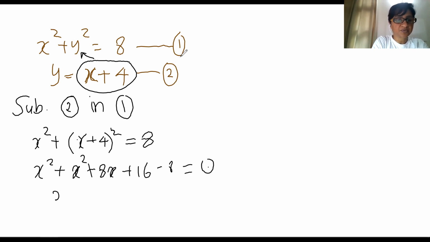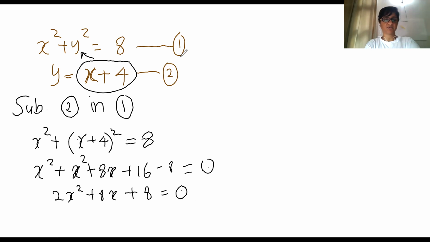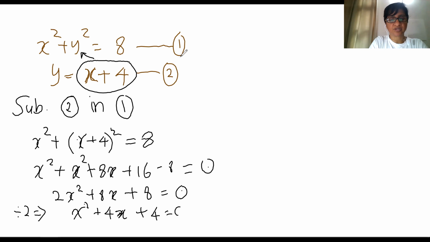I get 2x squared plus 8x plus 8 equals 0. I can divide the whole equation by 2, isn't it? That would make my numbers smaller. This is not absolutely necessary. I'm just doing it so that I have small numbers in my equation. x squared plus 4x plus 4 is equal to 0. Okay, now I am ready to find the discriminant.